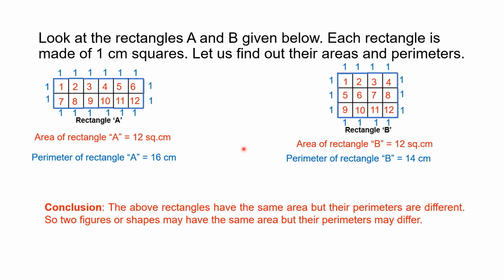From this example, we can conclude that the above rectangles have the same area, but their perimeters are different. So, two figures or shapes may have the same area, but their perimeters may differ.